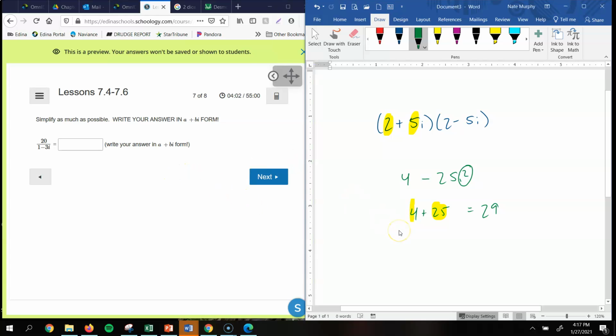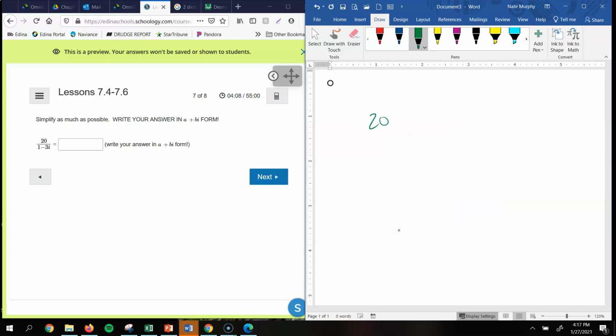All right, so this one, probably one of the trickiest problems as far as the one involving the most work in this quiz. So we have 20 over 1 minus 3i. So the last couple problems we're dealing with conjugates, so it's kind of handy to have that before this one, because in order to simplify this fraction, we need to multiply by the conjugate of the denominator. The conjugate is 1 plus 3i.